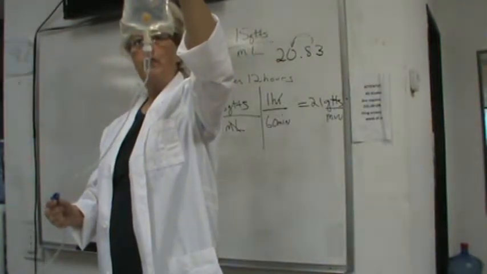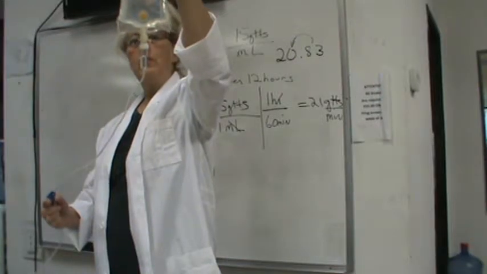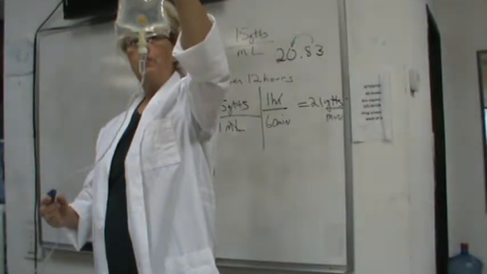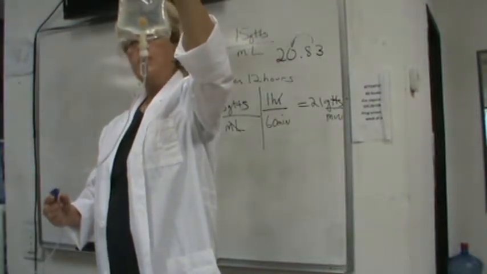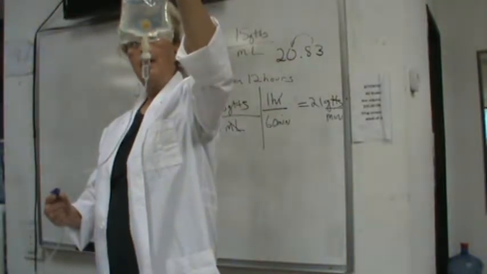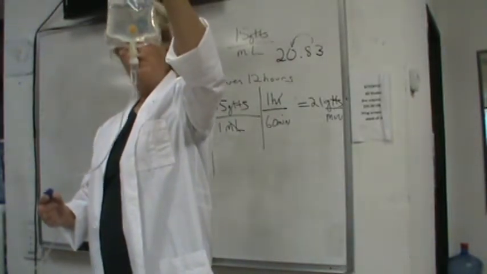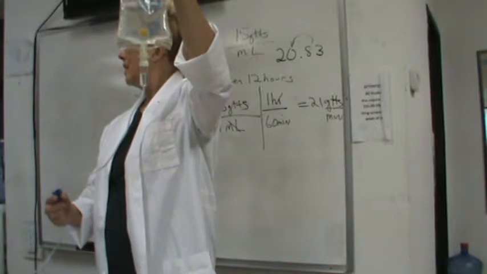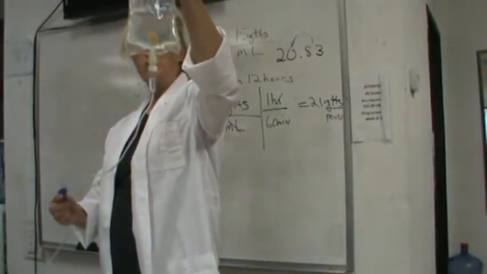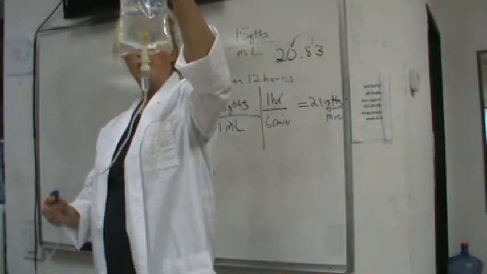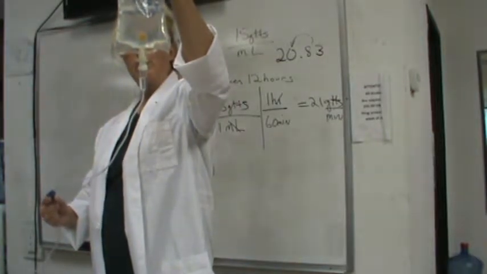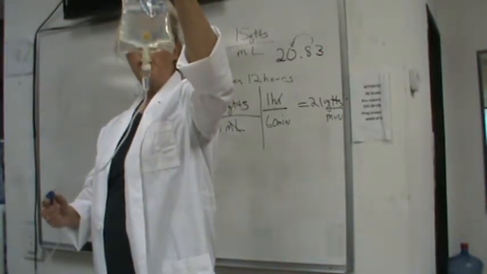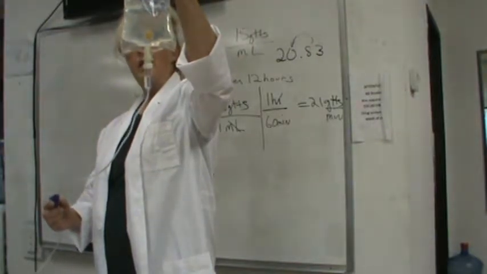1, 2, 3, 4. Too fast. 1, 2. 1, 2, 3, 4, 5, 6, 7, 8, 9, 10, 11, 12, 13, 14, 15, 16, 17, 18, 19, 20, 21. A little slower. Make it a little slower. I want you to arrange it so that you're getting approximately 21 drops in 1 minute. And that's about right.